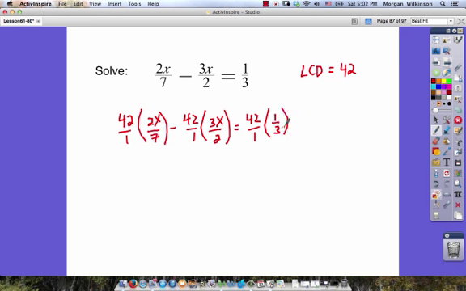Now, step 2, do you remember step 2? It was to solve. And let's do that. 42 times 2x. Well, double 42, you get 84. We've got 84x over 7 minus 42 times 3. That must be 126 over 2. And this was 126x is equal to 42 over 3.